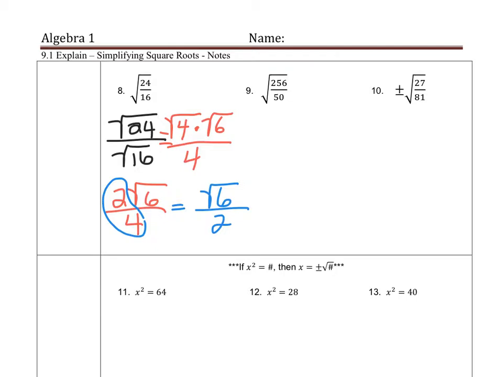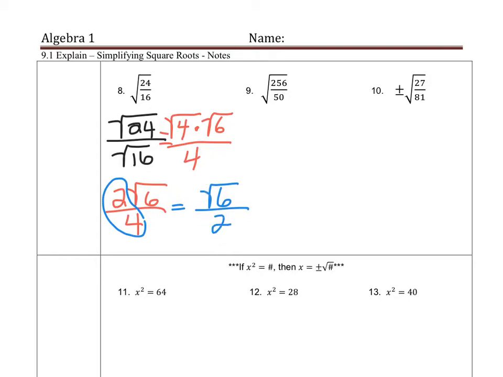Okay, so you probably had no problem getting the square root of 4 times the square root of 6 on top and 4 on bottom. The biggest thing to notice was I still had to simplify my fraction here at the end, and 2 divided by 4 just gave me 2 on bottom.